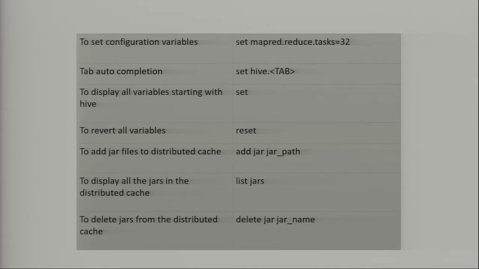Okay, to display all the jars in the distributed cache, if you want to check which jar files have been created, I will use list space jars. This is the command to be noted. Now, if I want to delete jars from the distributed cache, I will use delete space jar underscore name, whatever name you have given to the jar file. These are the set of commands utilized in the command interface.